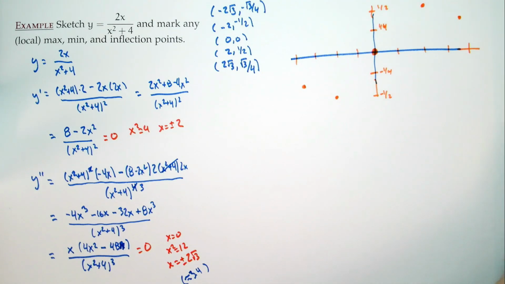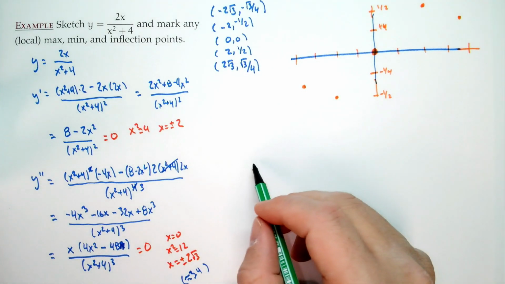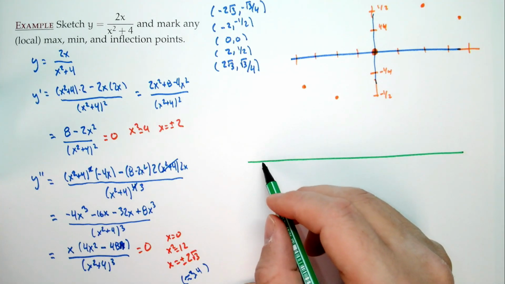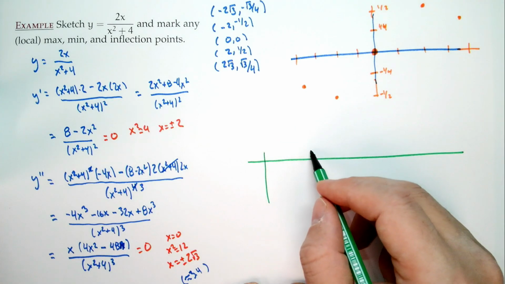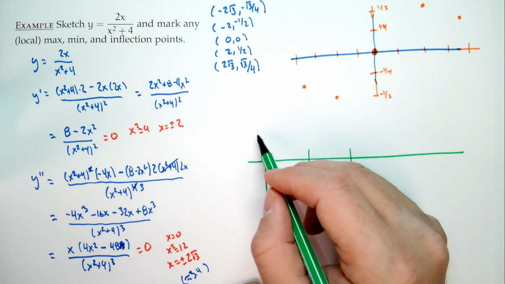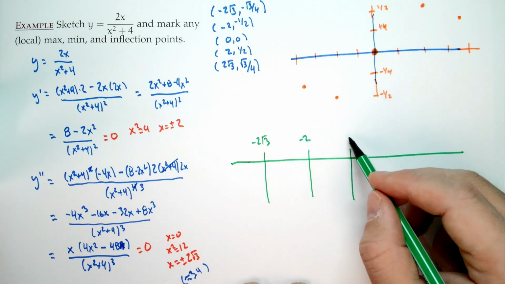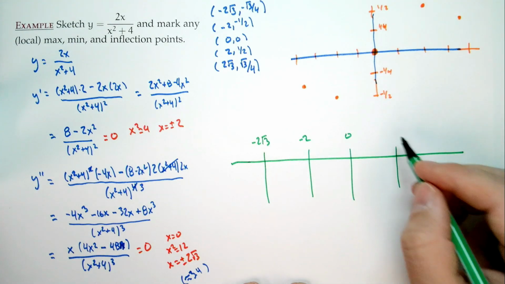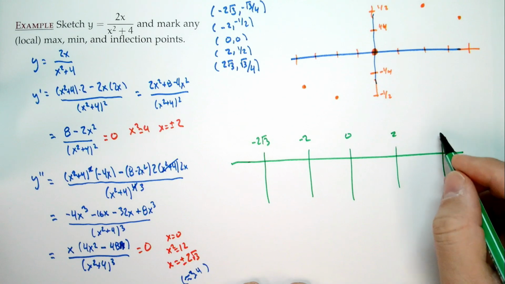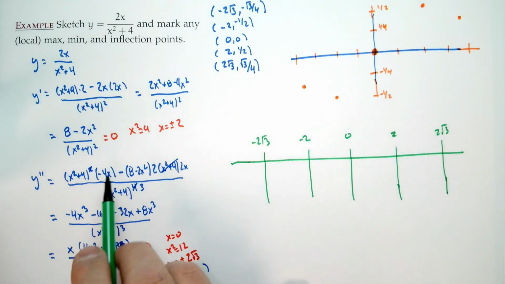Now we have to say what's happening to our derivatives and our second derivatives. So we have to make a table here. Okay, so here we go: minus 2 root 3, minus 2, 0. Here's at 2, and here it is at 2 root 3. So let's talk about our first derivative.